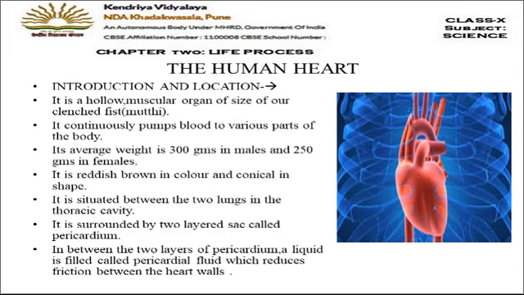The function of the heart is to continuously pump the blood to various parts of the body, as we have water motors in our homes to pump the water. So the same function is the heart doing in our body. It pumps the blood with a great pressure so that the blood can reach each and every cell of our body. Then its average weight is 300 grams in males, and in females the weight is 250 grams. The color of the heart is reddish brown and the shape is conical.